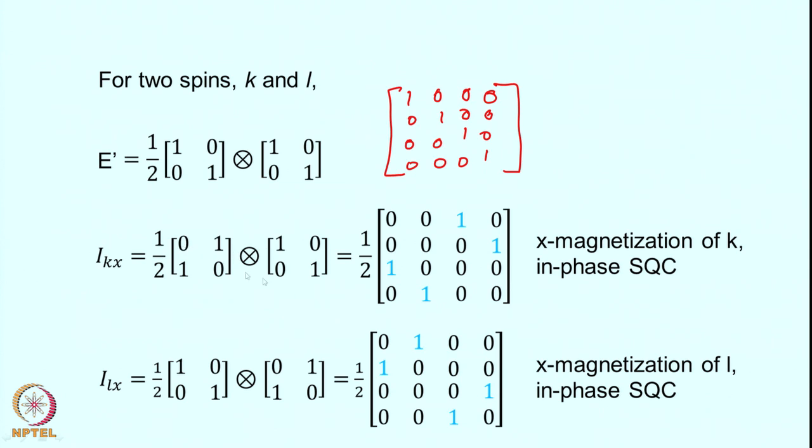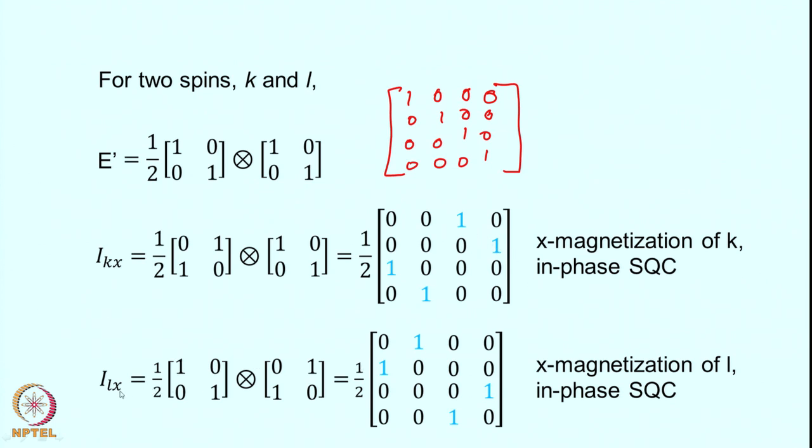So if I take this direct product here, 0 into this matrix gives me this 0 matrix here, and 1 into this matrix gives me the same matrix 1 0 0 1. And similarly here, 0 into this, this 1 into this matrix gives me 1 0 0 1, and 0 into this gives me 0 0 0 0. So now what do I get here? If this were the density operator, you see what this represents. This represents the 1,3 coherence. We will show you explicitly in the energy level diagram in the next slide. This is the 1,3 coherence, this is the 2,4 coherence, and these are the other corresponding elements on the other side. So this represents X magnetization, take it as the K spin, and these are in-phase single quantum coherences, in phase because these two coherences have the same sign.